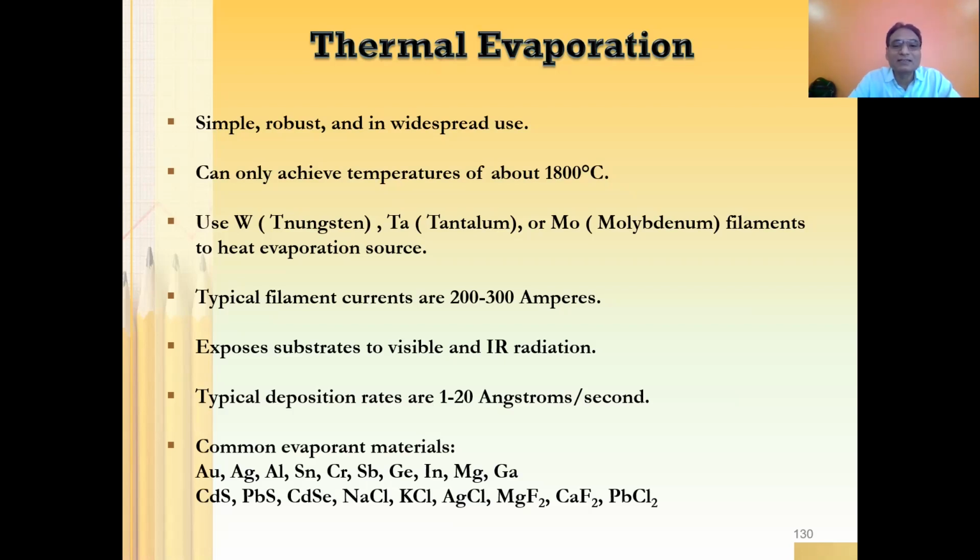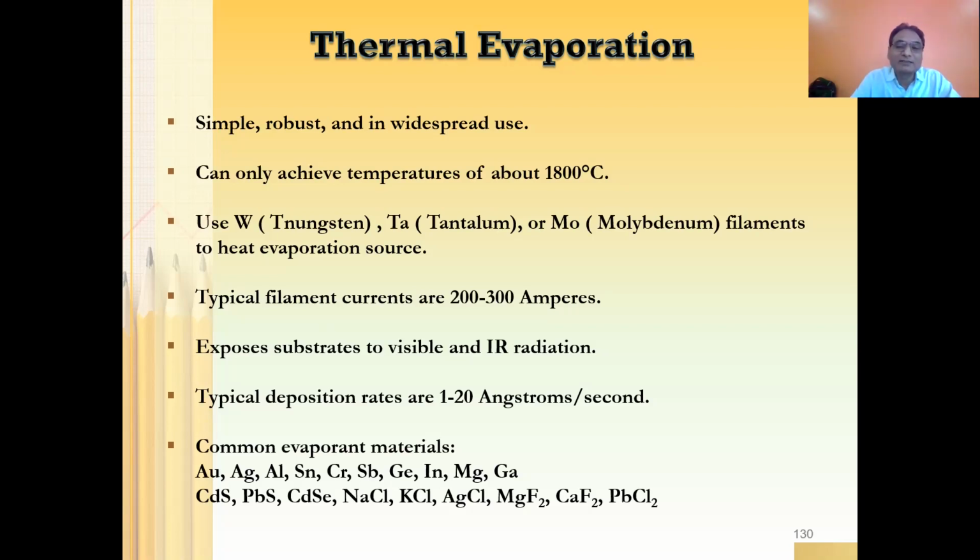Tungsten, tantalum and molybdenum are used as heating evaporation sources. I was talking about the heating filament. So which material is being used for the heating filament? Tungsten, tantalum, and molybdenum. These are the three materials which are being used for heating the sources. Typical filament currents are going to be like 200 to 300 amperes. It exposes the substrate to visible and IR radiation. The substrate can be exposed to visible as well as IR radiation.